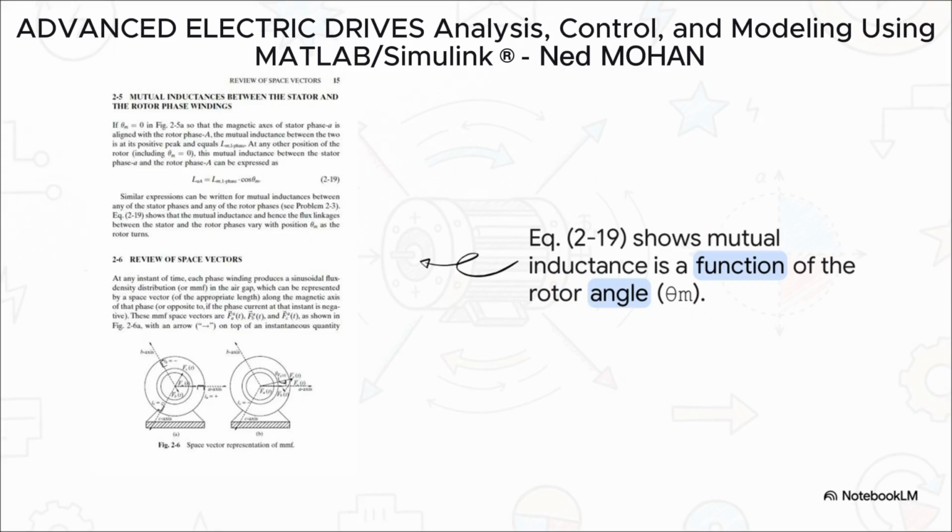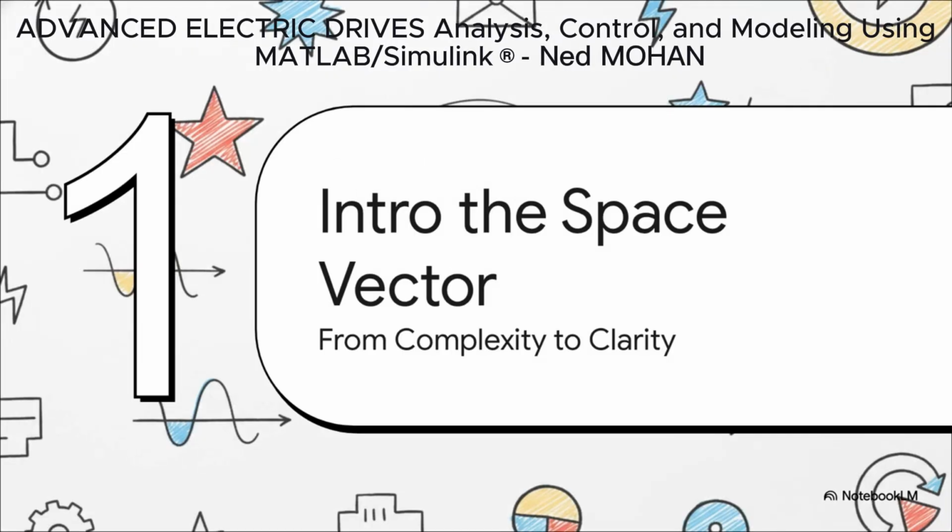There's just got to be a better way, right? Well, there is. And that better way is the space vector. You can think of it as a really clever mathematical transformation. Its whole job, its entire reason for being, is to take that messy, multi-phase, position-dependent system and just simplify it, to make it clean and elegant.